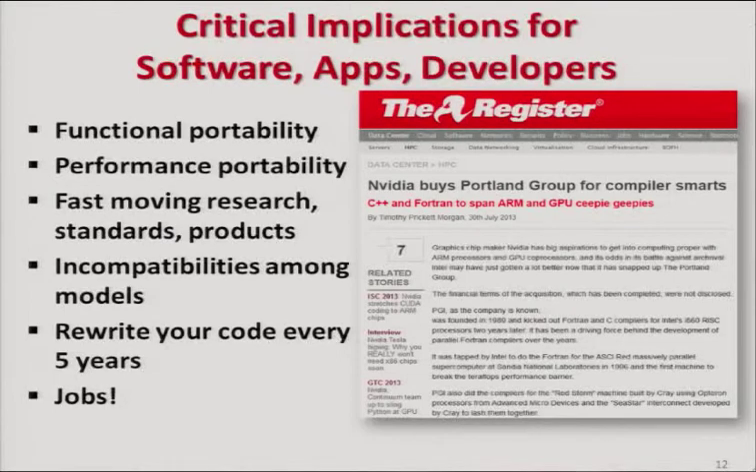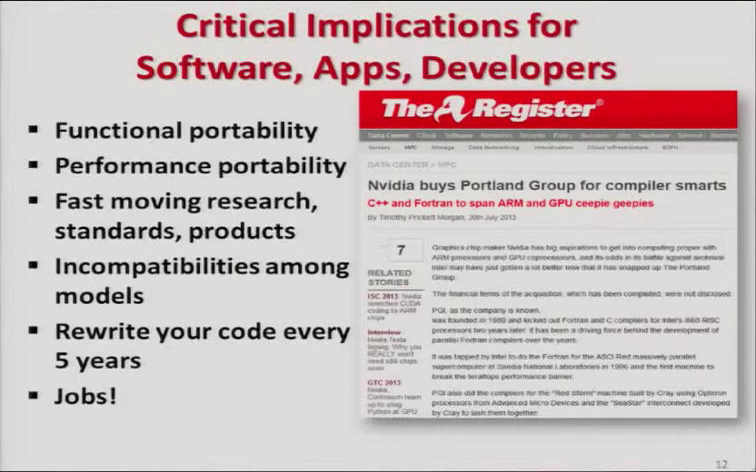Functional portability is something you have to worry about right off the bat. Performance portability is the other challenge with something like OpenCL. It runs everywhere. There are FPGA versions of OpenCL now, where you can actually take the code you write in OpenCL and run it on an FPGA. And that's really incredible. The problem is there are a lot of performance portability issues there, and you have to have some way to tune that. There's a lot of fast-moving research, standards, and products. I put this up here just a couple days ago.